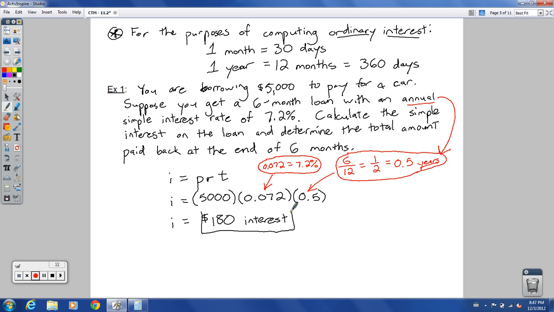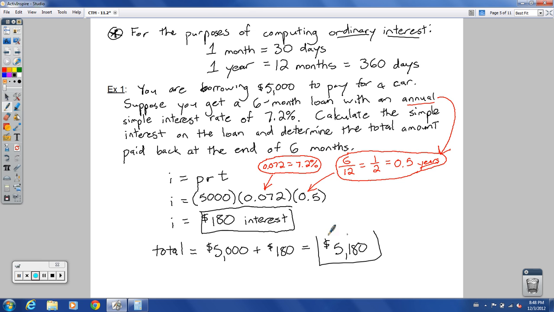This would be one part of our answer here. It's one part of what they asked for. And the total amount is going to be the principal plus the interest. So $5,000, the amount we initially borrowed, plus the $180 would be $5,180. That's what we'll have to pay back.